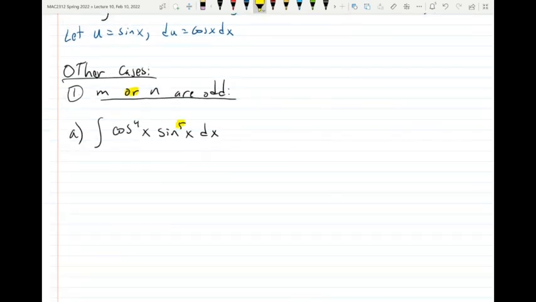So we're gonna see it now in the example, but that's the idea. So this one is odd. So what I'm gonna do is split this as sine to the 4 times sine.